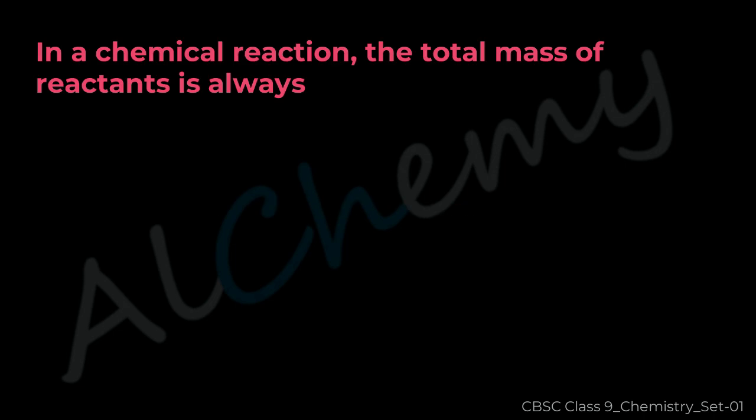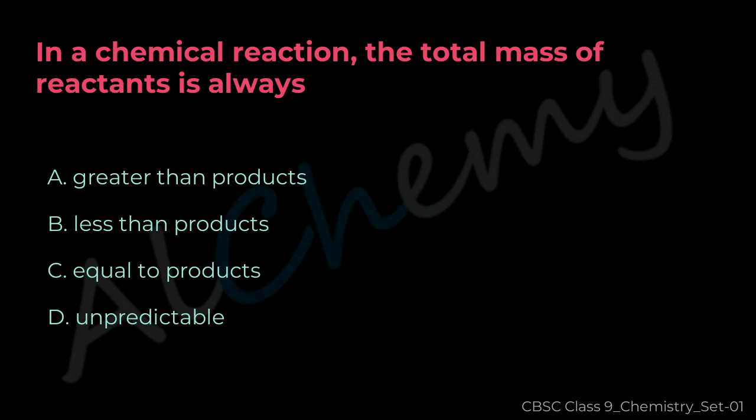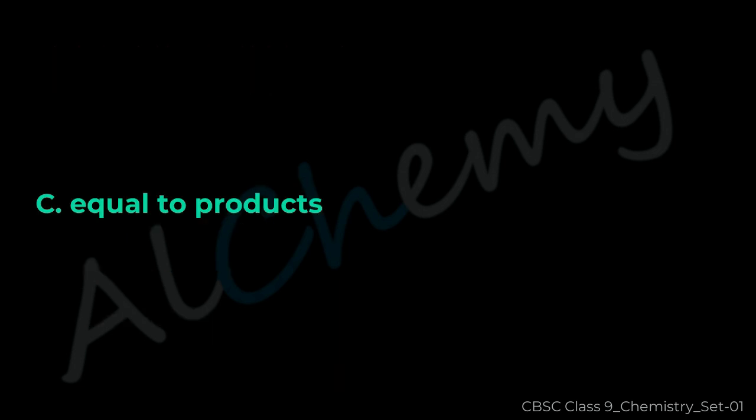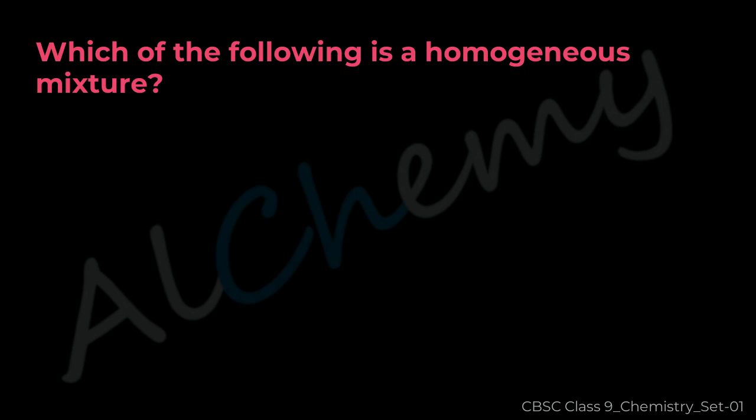Question 4. In a chemical reaction, the total mass of reactants is always A. Greater than products. B. Less than products. C. Equal to products. D. Unpredictable. The correct answer is C. Equal to products.